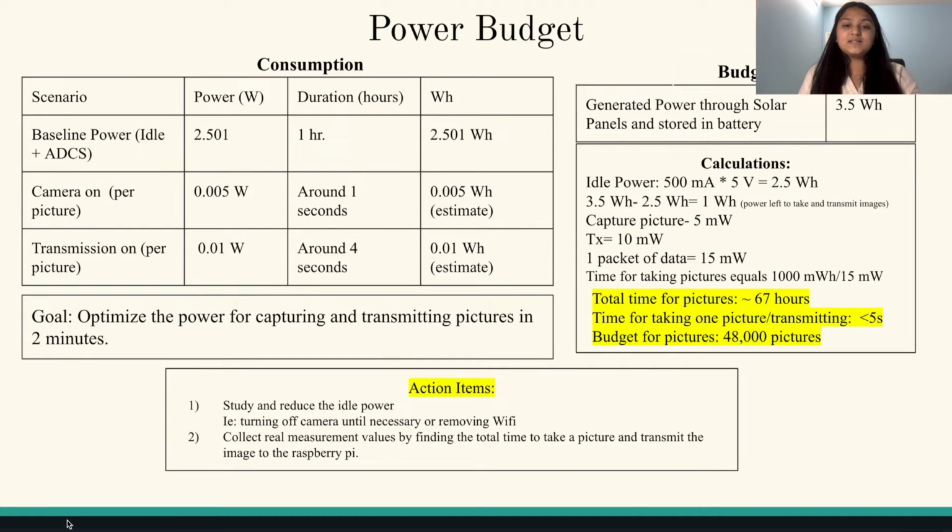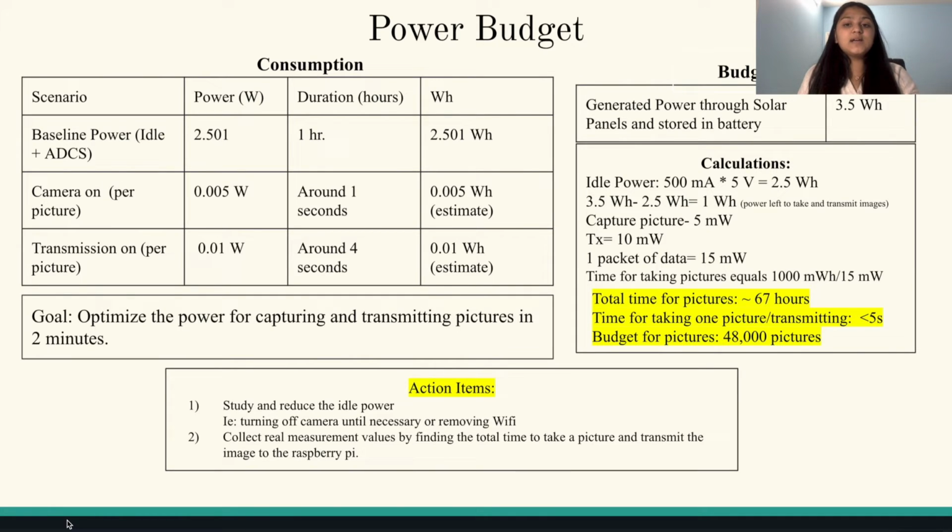We also estimated that the power necessary to take an image and transmit an image would take around 15 milliwatts per image. We're also assuming that the time it would take to transmit one packet would be roughly 5 seconds. So in order to calculate the number of pictures we could take in our mission, we calculate the total time our CubeSat would be able to retain power by deducting the baseline power and the time for taking and transmitting images, which is 67 hours.